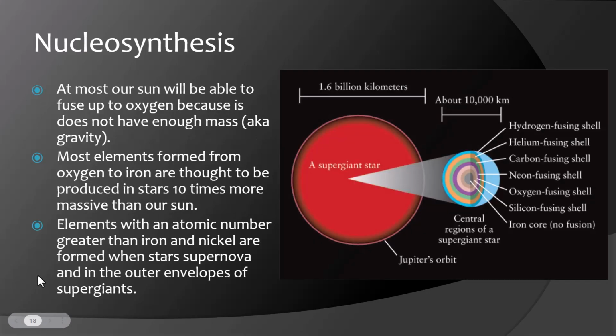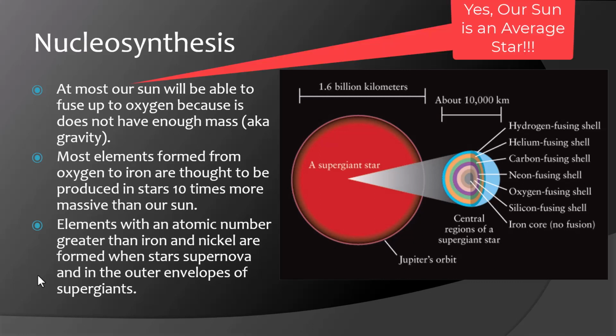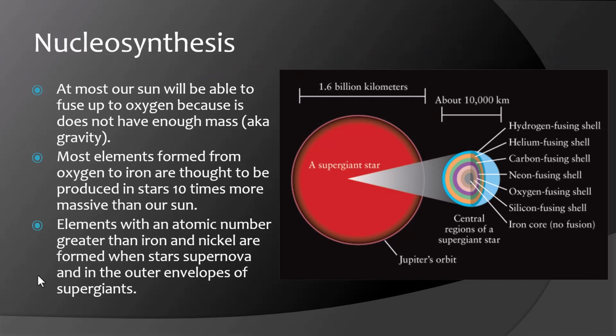Now, our sun, I hate to say it, folks, is an average star. It's not massive. It's not small. It's just kind of average. If we were to put it on a grade, it's like a C-. It will only be able to fuse up to an element as high as oxygen. And that's because it just doesn't have enough mass. It doesn't have to do with the temperature. It has to do with the mass.